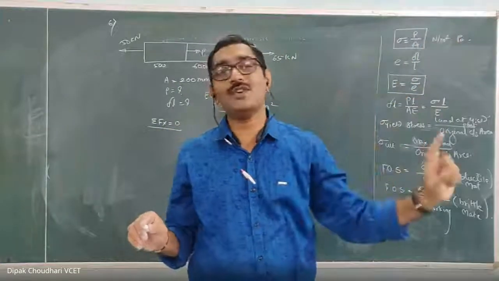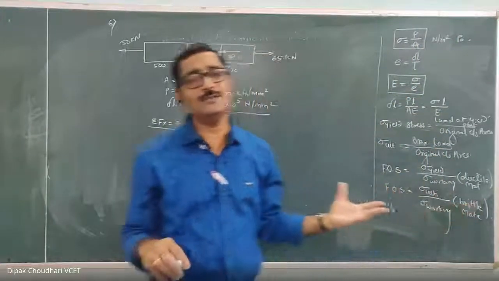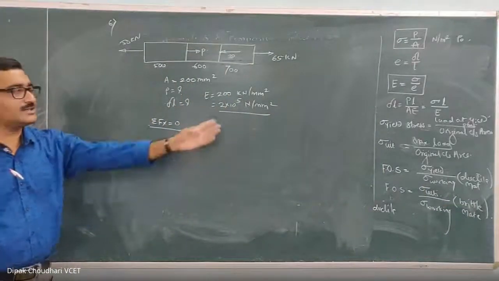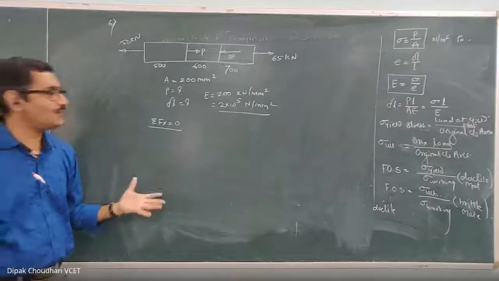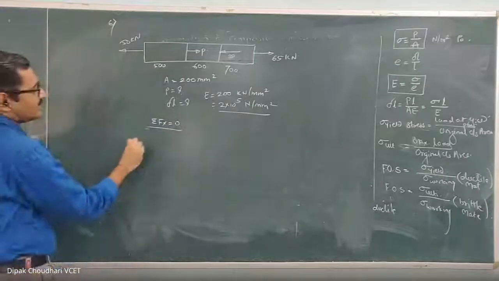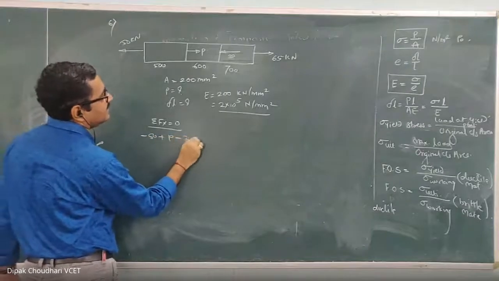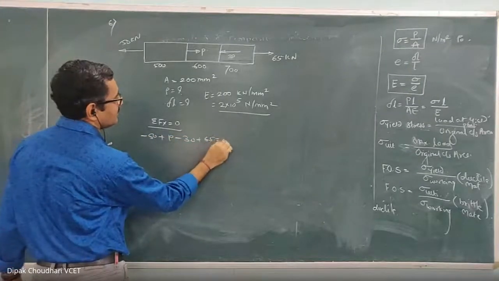And the sign convention for the axial forces is tensile positive and compressive negative. Okay, just now I explained that is the sign convention for the axial forces. Clear? So here it is minus 50 plus P minus 30 plus 65 equal to 0.